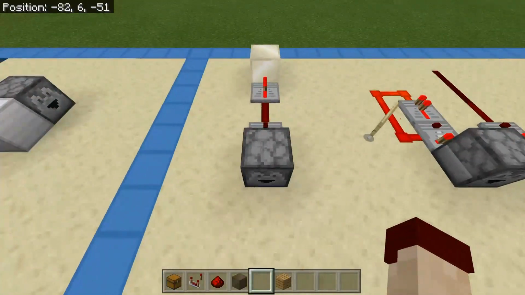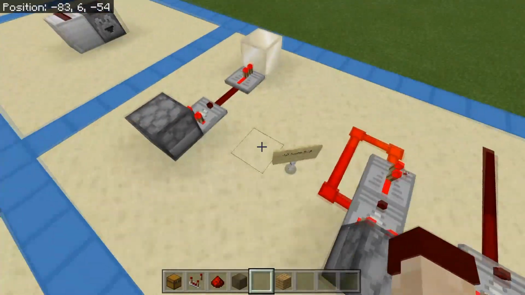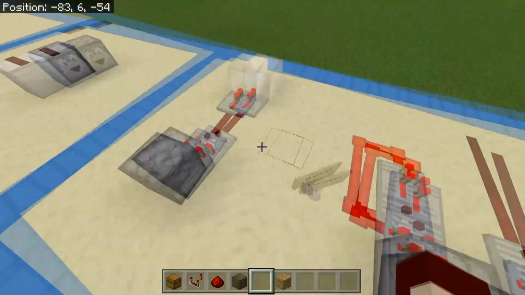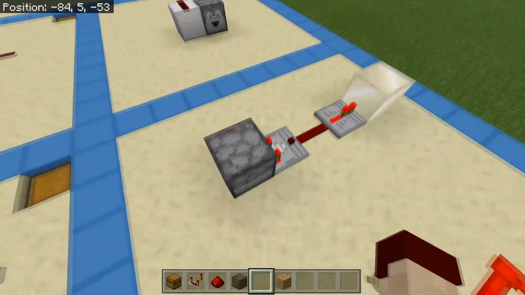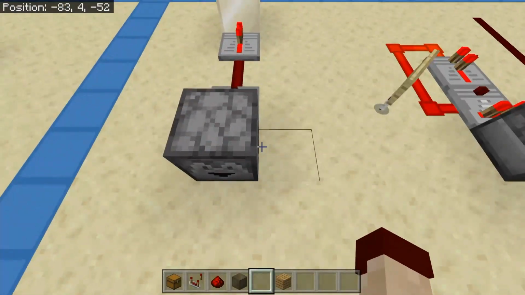I've broken down the steps that this little circuit goes through in order to help you guys understand exactly what's happening with the comparator, the redstone, the repeater, and the dropper to make the dropper spit out the items the way that it does. So in the first step, we have just one item in here. We have the observer in here.